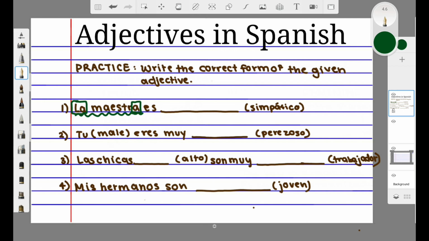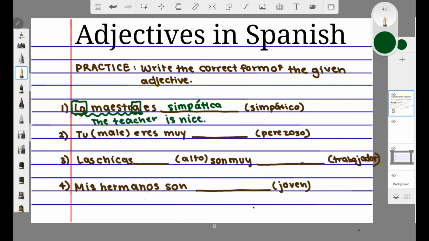So all we need to do is come up with the feminine and singular version of simpático, which is just simpática. And that means the teacher, specifically female teacher, is nice.